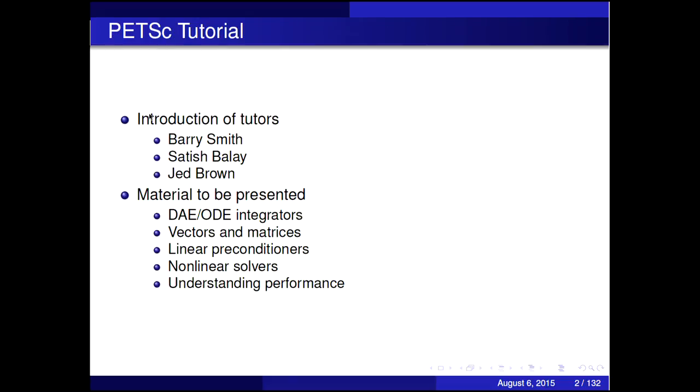So what I'm going to talk about in this presentation is the following material, and I've organized it in this kind of funny way. First, I'm going to start talking about access to our DAE and ODE integrators, and then I'm going to follow that by talking about how you work with PETSc vectors and matrices. Then I'm going to talk about linear preconditioners. Then I'm going to talk a little bit about the nonlinear solvers.